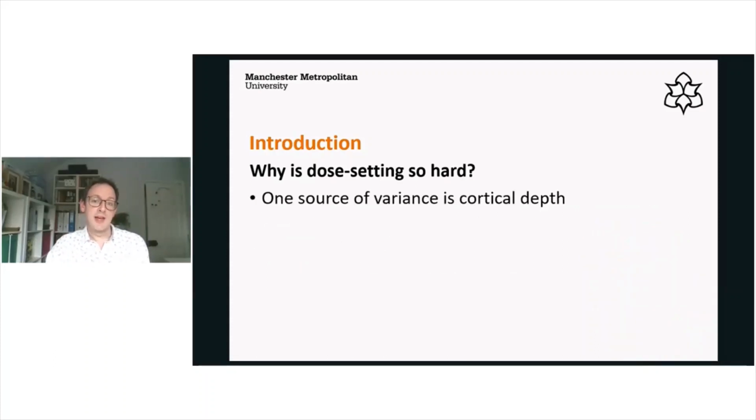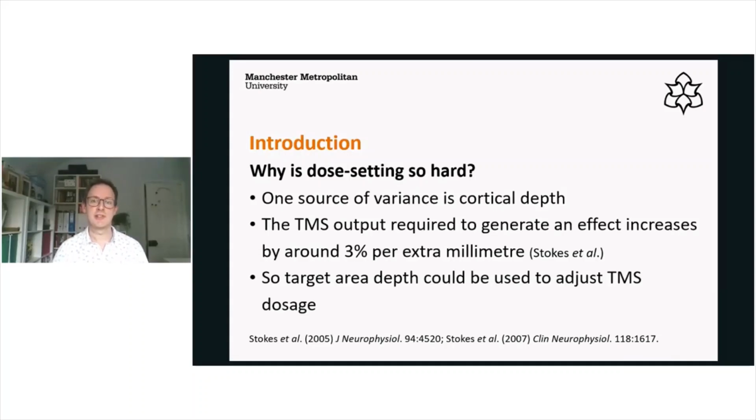One thing that adds variance to our models is cortical depth. So why does that matter? Well, we know that at least for TMS experiments, the amount of extra output you need from the stimulator to have the same effect, given a difference in cortical depth, is about 3% per millimeter. So if the brain area that you're trying to target is 1 millimeter deeper than some reference level, then you need to turn your dial up by an extra 3%. There's some clever work over the last few years by Mark Stokes and colleagues that helped us to understand the role of depth itself, irrespective of the intervening tissues.